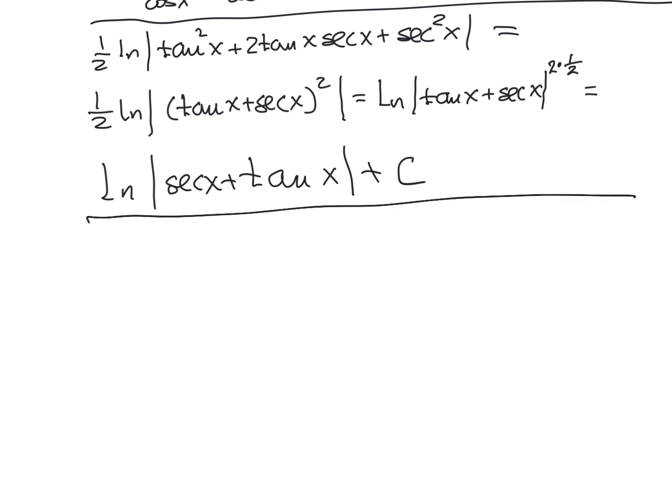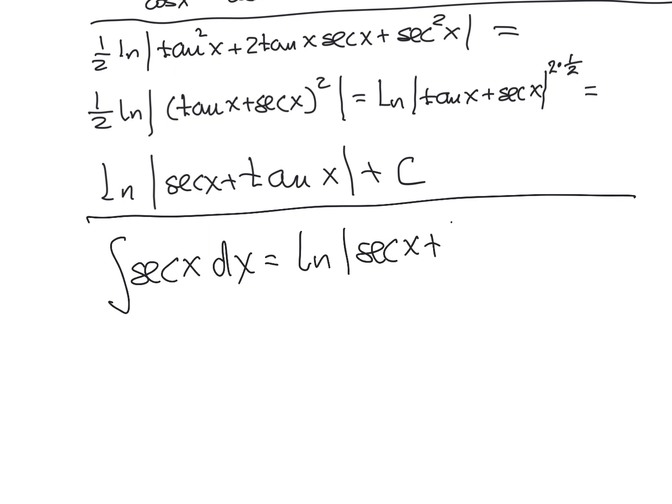So to summarize, you saw here a different way to evaluate the integral of secant x. It still equals the natural log of absolute value of secant plus tangent plus constant C, and we did this using partial fraction decomposition plus some u substitution.